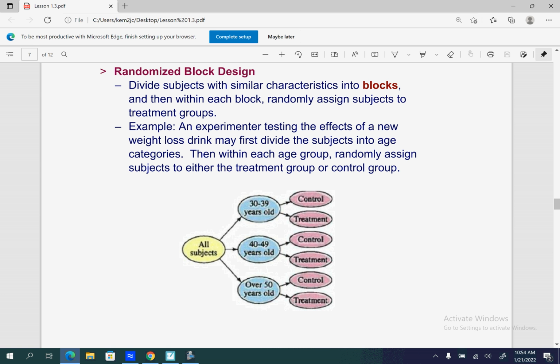Okay, so it doesn't have to be age, it could be gender, it could be grade level. There's a lot of different things that you could use to create those blocks, but then within each block, we split the block in half, one half gets one and half gets the other, and you could do that randomly, and there's other ways we'll talk about that as well. Okay, so that's a randomized block design.